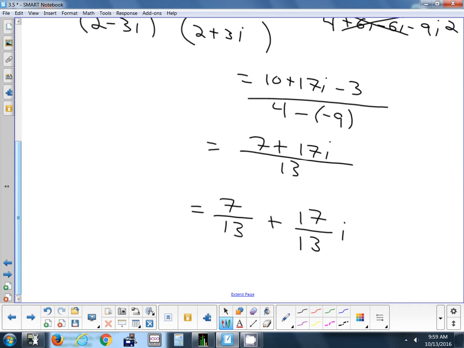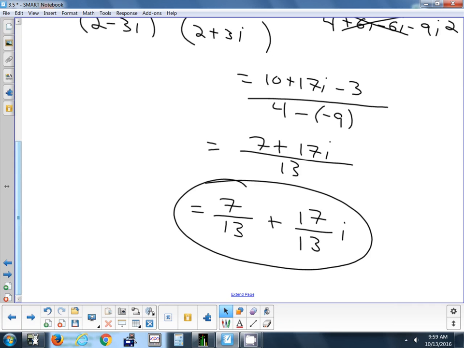Any questions on how I split that apart? It's just the real part over 13 plus the imaginary part over 13. And just put the i right at the end of the fraction. Okay, so that's how you add, subtract, multiply, and divide complex numbers. Any questions on that?